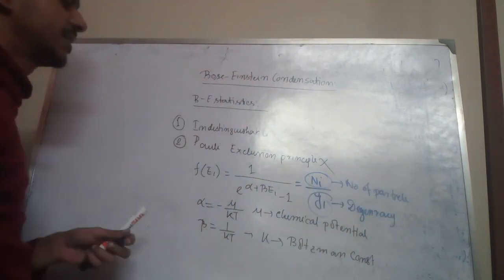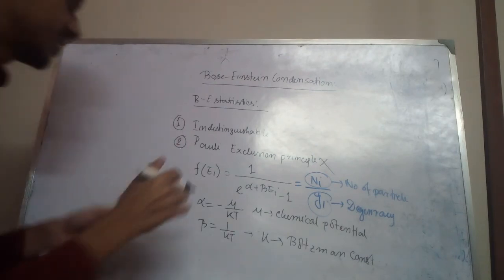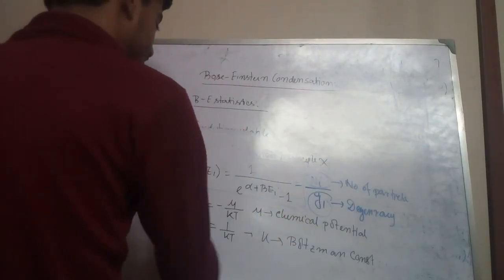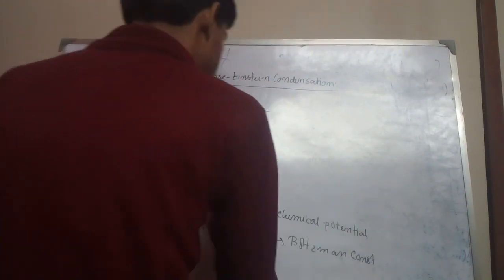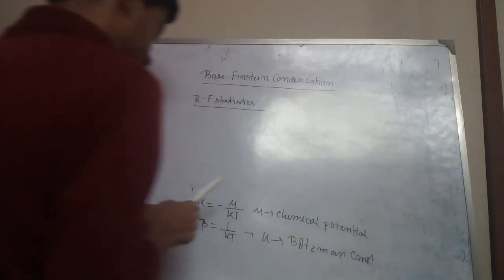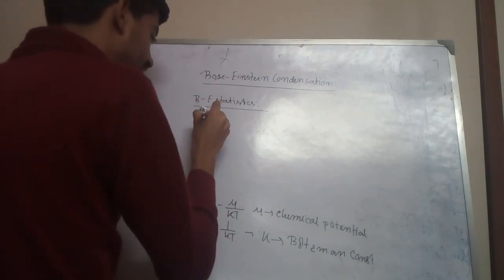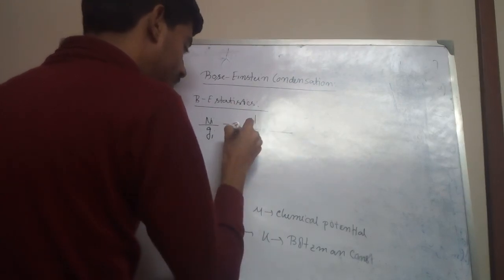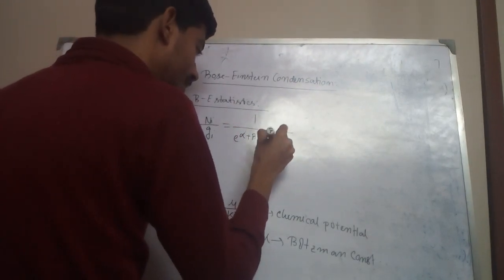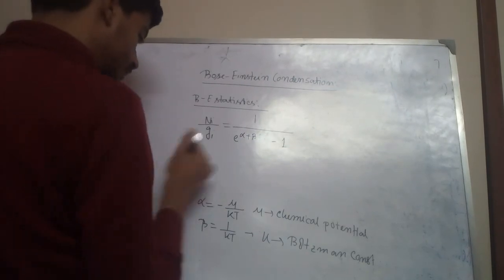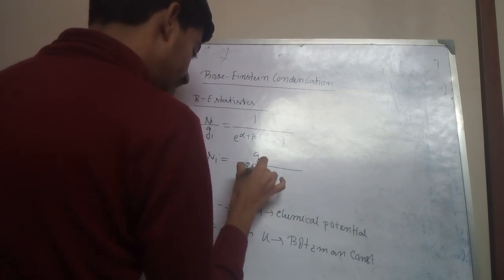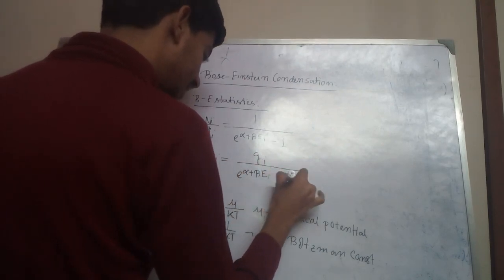To explain Bose-Einstein condensation, we first emphasize these distribution functions. So we rewrite the distribution function: Ni by Gi equals 1 by e to the power alpha plus beta epsilon i minus 1. So Ni is Gi by e to the power alpha plus beta epsilon i minus 1.